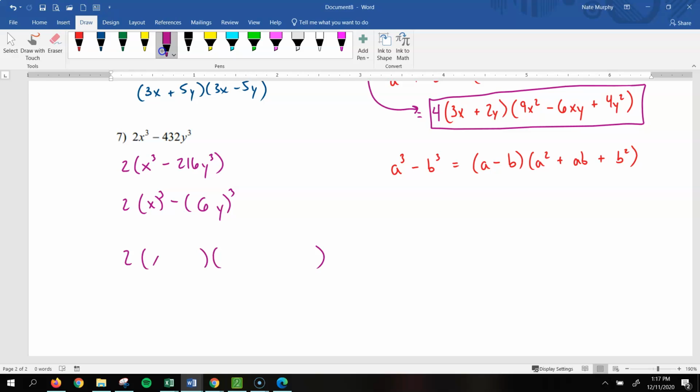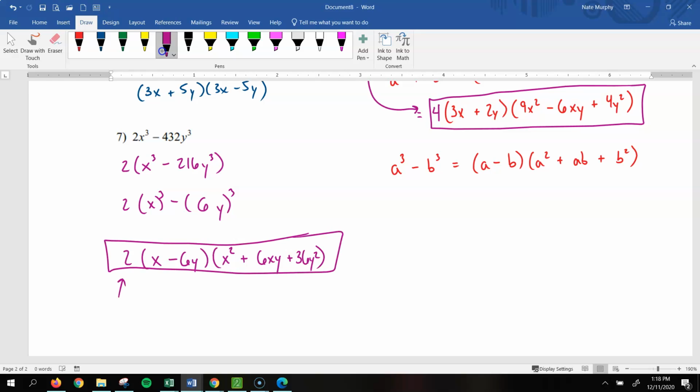So when I go to set this up, it's going to be x minus our b value, which is 6y. Then we square the x, so x squared. Then we multiply x times 6y. Now make sure you put it in this order. So it would be plus 6xy. Don't say x6y, that just looks weird. Always put the numbers first. So it would be 6xy. And then it's always positive. Then we square that last term, so it would be 36y squared. So again, don't forget that 2, like I did in my example previously. All right, so that's how you do number 7.